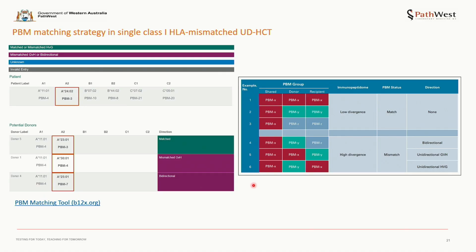If only one of the mismatched alleles in the donor or in the recipient belongs to the same PBM group as the shared allele, the mismatch is unidirectional, either graft versus host, as in example 5, or host versus graft direction in example 6.